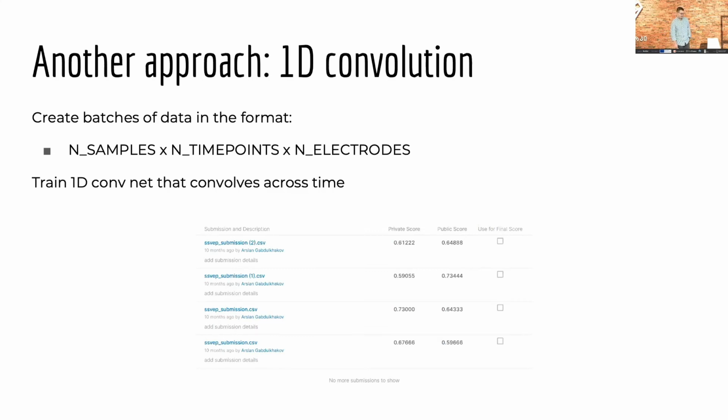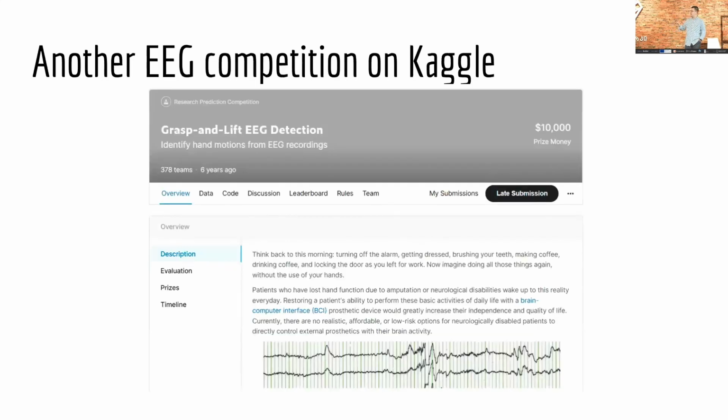There is another competition that was 6 years ago, and there was a prize of $10,000. What you do there is segment the EEG time series into several conditions. They had a hand movement, resting state, and I think 5 more classes. You need to predict whether at some particular time point there was a movement and when it ended. So you need to segment this temporal data.